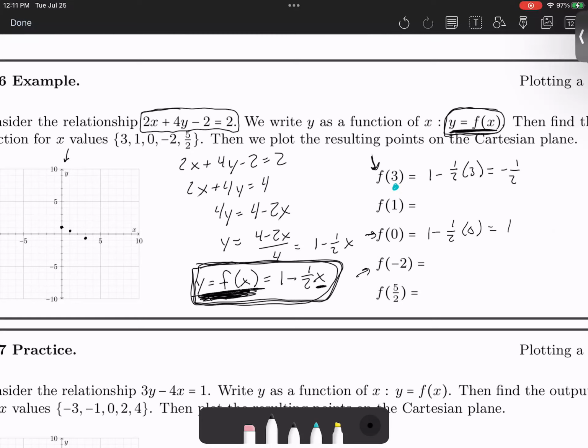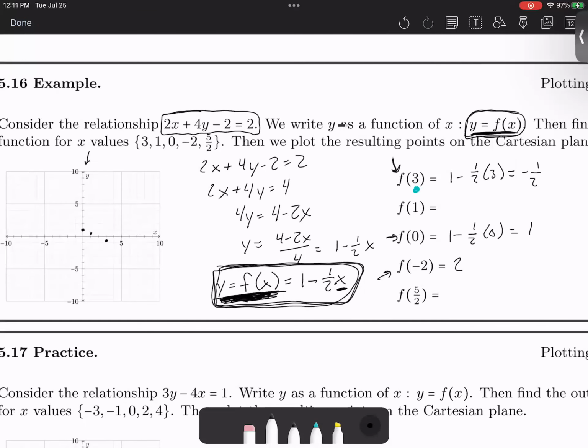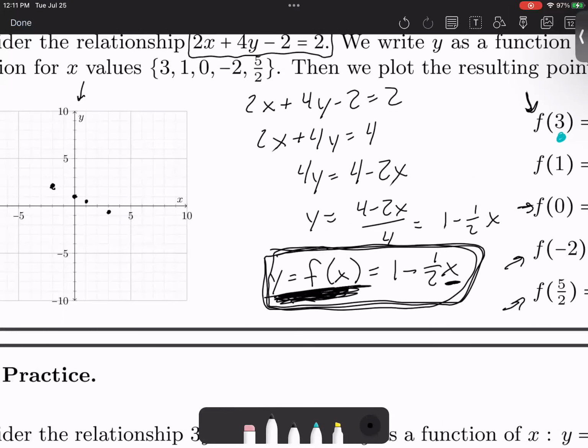All right, let's keep going. f at minus 2, I'll skip the steps here. Should be a 2. So when x is minus 2, we have a y value of 2. And finally, the function at 5/2, or 2.5, gives us a minus 1/4. So 2.5, minus 1/4, something like that.